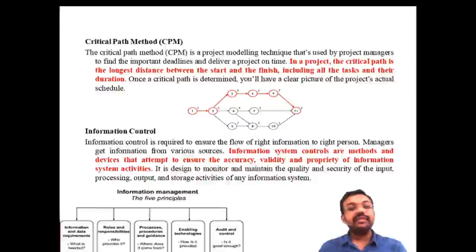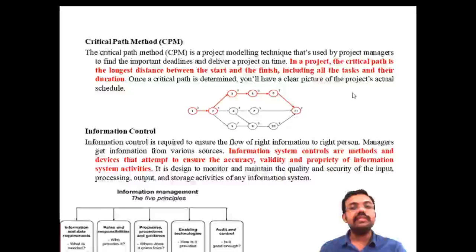Another one is the critical path method. This is very important and closely related to the PERT. The critical path method is a technique used in a project. The critical path means the longest distance between the starting time and the finishing time. So listen, this reddish line shows the longest time. This longest time is required to complete a project.